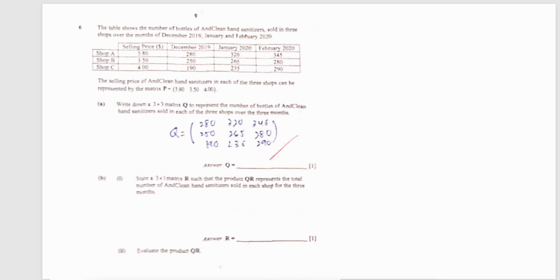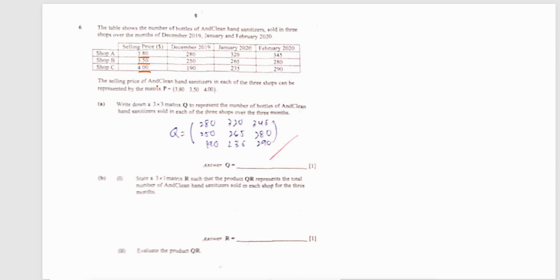Clean hand sanitizer, in 3 shops. Shop A sells it at 380, shop B sells it at 350, and shop C sells it at $4. And then the sales are for December. The number of bottles sold for December 2019 is 280 for shop A. Basically, you need to know how to read the table.